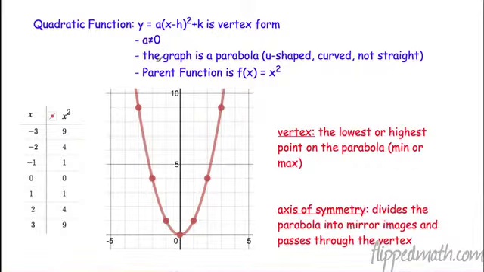The graph of any quadratic is a parabola. It's a U shape. It's curved, not straight. You can see down here we have a quadratic. We have the parent function, which is x squared. Remember, this is the basic function, the beginning, the building blocks of the quadratic. You can see it's U-shaped. In other words, I come down here, I didn't make a straight line.